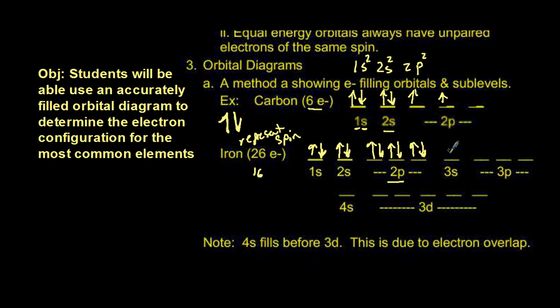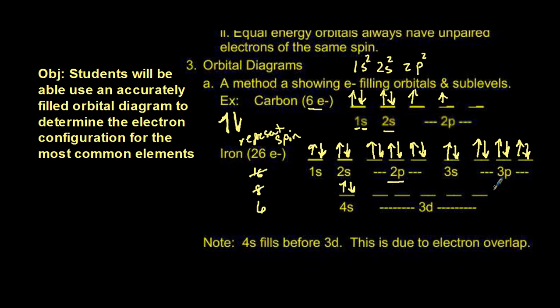3s would be the next higher energy sublevel. It's going to get filled up because we have enough electrons to fill that up. Then 3p, and we'll fill that up. All right, and that has created 10 here, and another 8 over here. So now we're down to 8 electrons left. 4s is the next energy sublevel. Those will fill up. And then finally, we have 6 left.